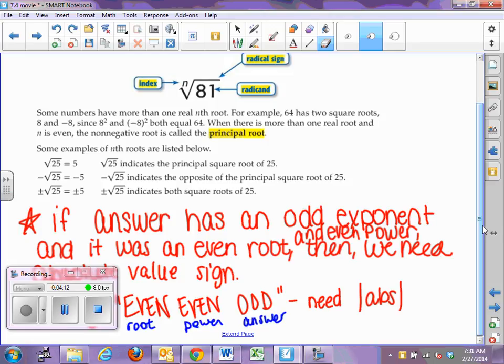It says some numbers have more than one real nth root. For example, 64 has 2 square roots, 8 and negative 8, since 8 squared and negative 8 squared both equal 64. When there's more than one real root and n is even, the non-negative root is called the principal root. So for example, if you see just square root of 25, even though both 5 and negative 5 fit the bill of, well, what number times itself gives me 25, we just usually list the principal root, which is the positive one. Principal is positive.